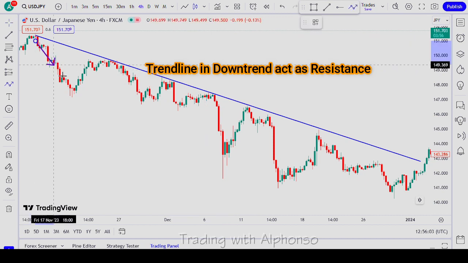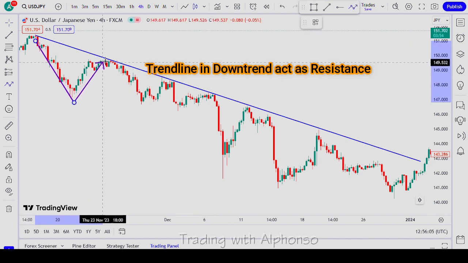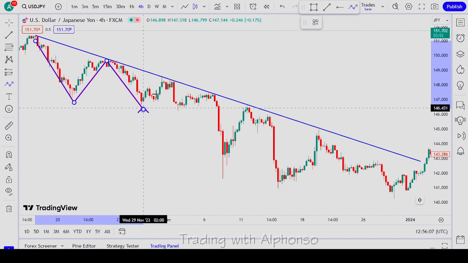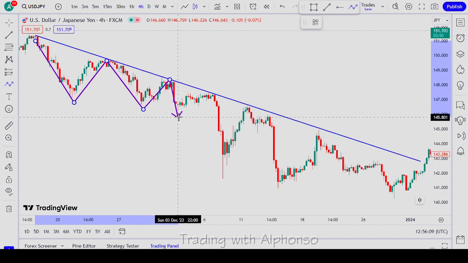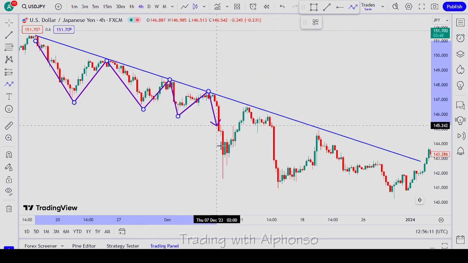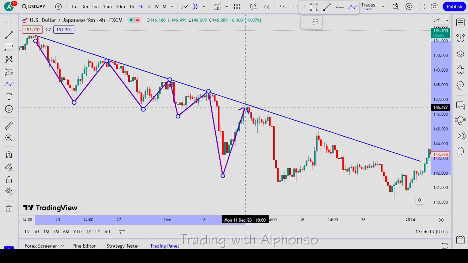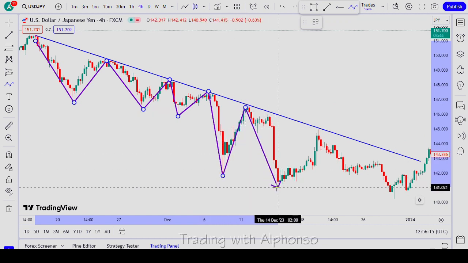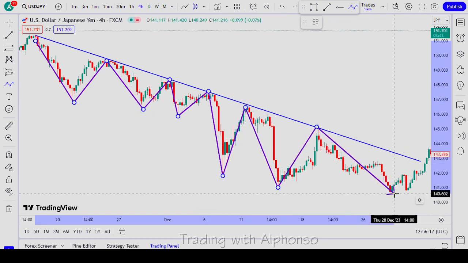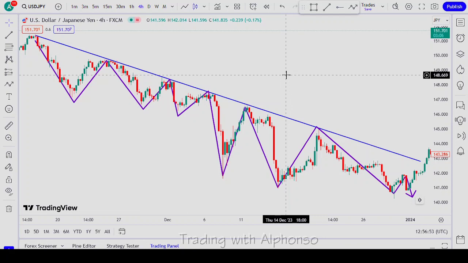As you can see, lower low, lower high, lower low, lower high, lower low right here, lower high, lower low, lower high, lower low right here, lower high, lower low. As you can see, this market condition is breaking structures to the lows.